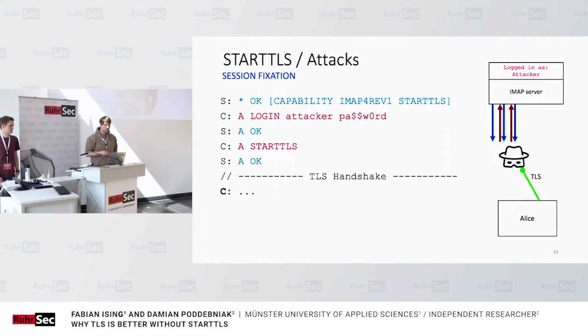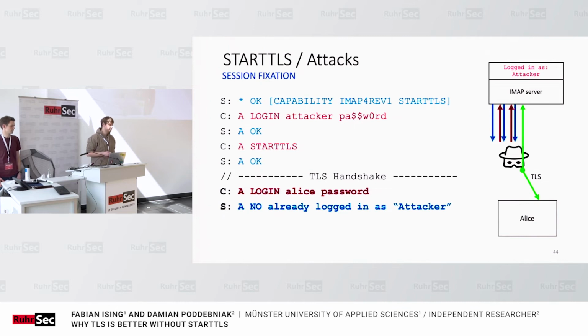And now it should be evident that the attacker can just exchange the port number of Alice's connection and start to proxy the TLS data directly to the IMAP server and vice versa. This means that when Alice tries to log into the server with valid credentials, she will unexpectedly receive a response telling her that she is already logged in as the attacker, which is unsettling, at least I think.